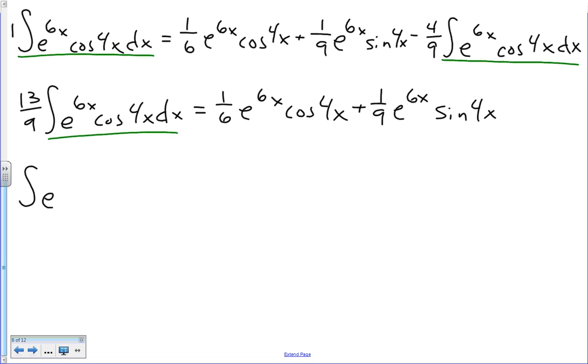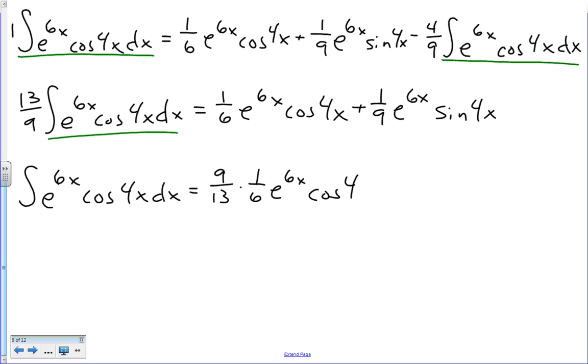So you have the integral of e to the 6x cosine of 4x dx is equal to 9 over 13 times the 1/6 e to the 6x cosine of 4x plus 9 over 13 times 1/9 e to the 6x sine of 4x. And usually we wait till this point to put our plus c in there. Technically, it should show up in the previous step, just because that's where you got rid of the integral. We usually wait till this step simply so that we don't have to worry about that constant getting multiplied through there.